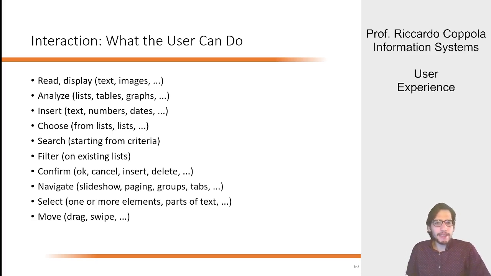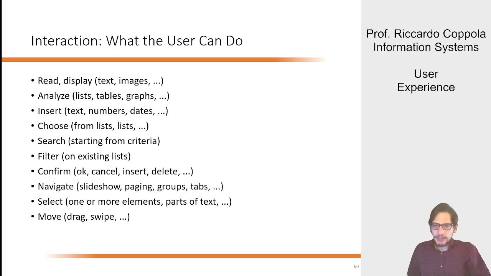And there are many different operations that you can perform. Basic one, you can read or display something, or you can insert, for instance, text in some boxes in the screen. You can choose something, think when you are choosing color or nationality in a list. You can search in a search bar, you can filter something on a list, you can provide confirmations, you can navigate, you can move if you have drag and drop interfaces. So you can have multiple interactions on the widgets.